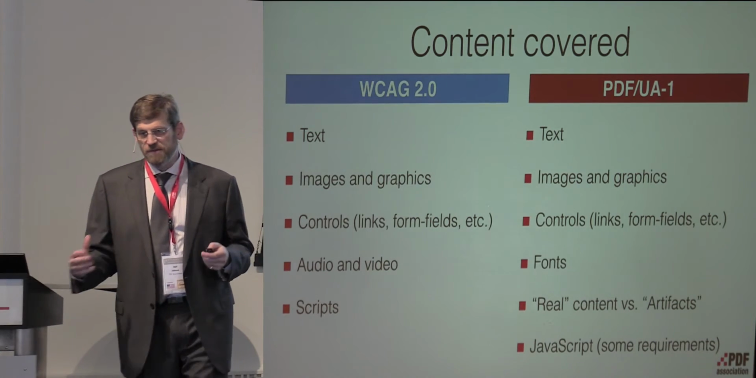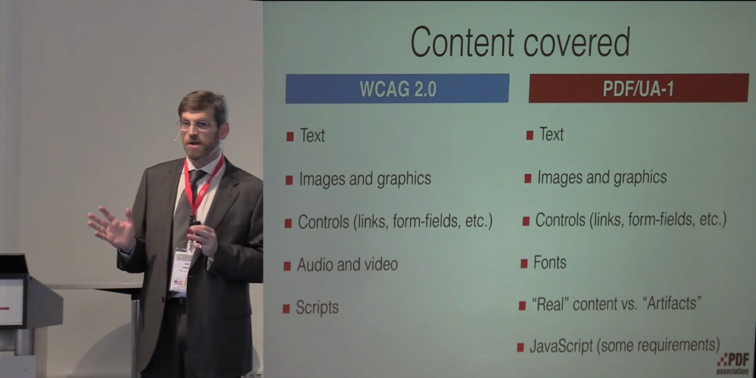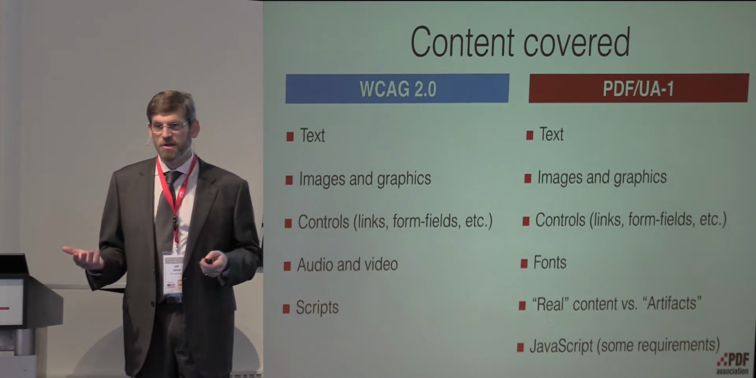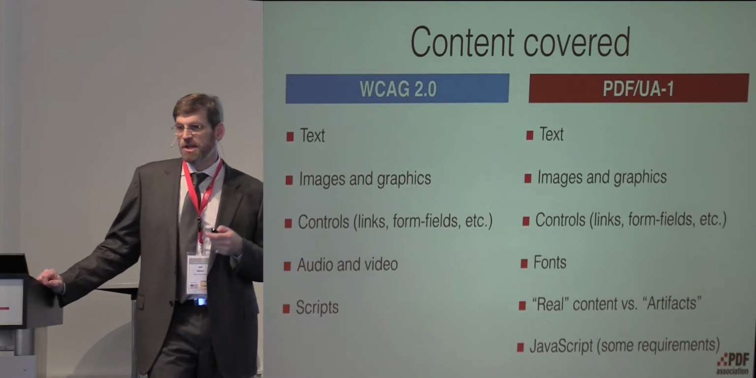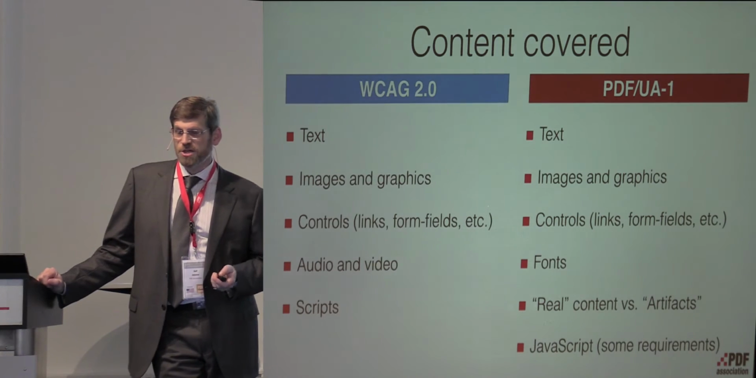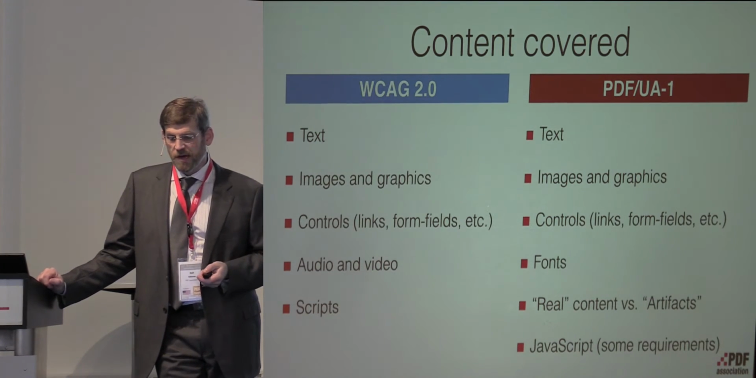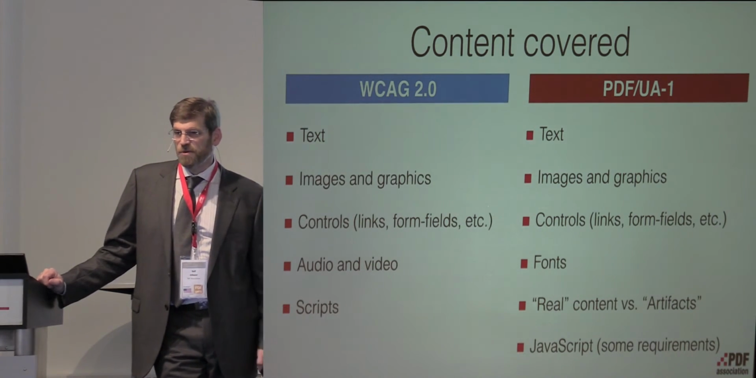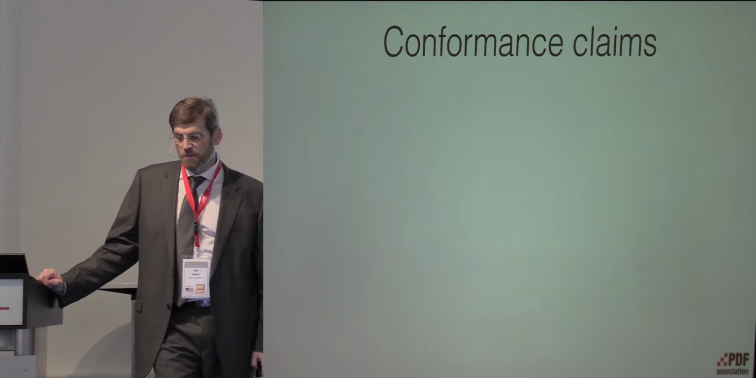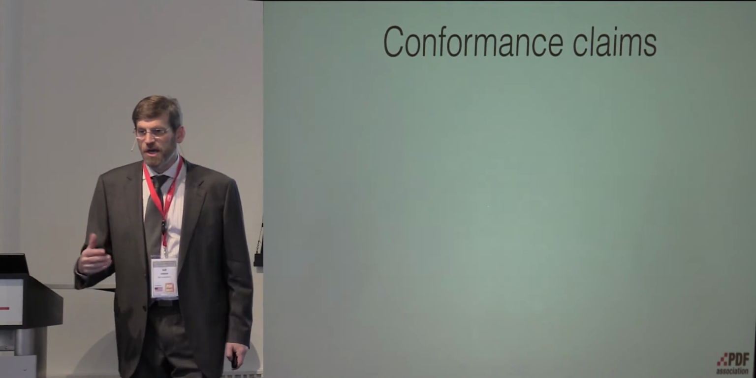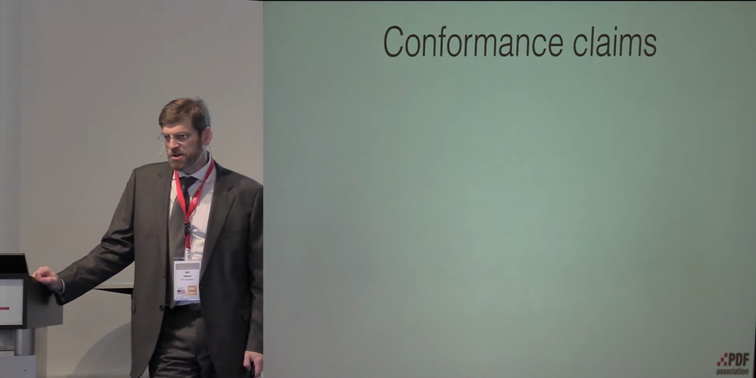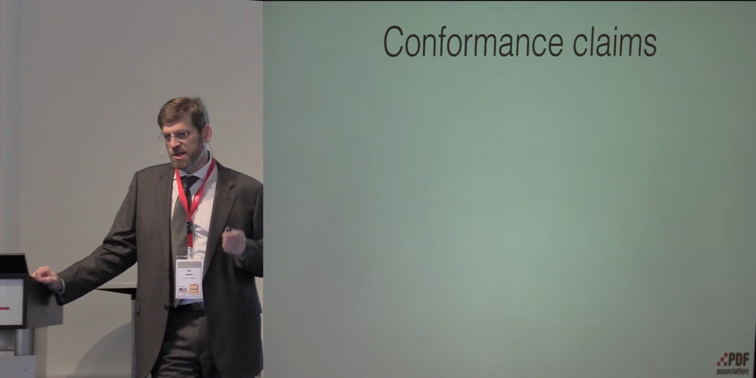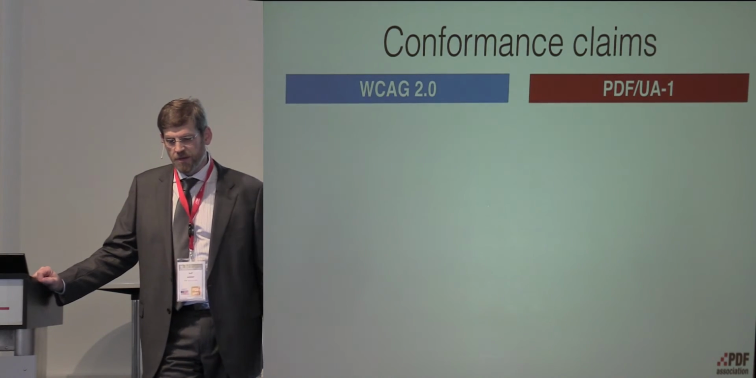And so the PDF technology includes this distinction between the real content, the stuff we actually want to consume, and the artifacts, the stuff that happens to be on the page for various layout and other considerations, but are not really fundamentally part of the document. And of course, as I mentioned previously, PDF/UA-1 includes some requirements for scripting, but not as elaborate requirements as WCAG 2.0. So let's look at the conformance claims between these two, because there's interesting points of distinction here as well.